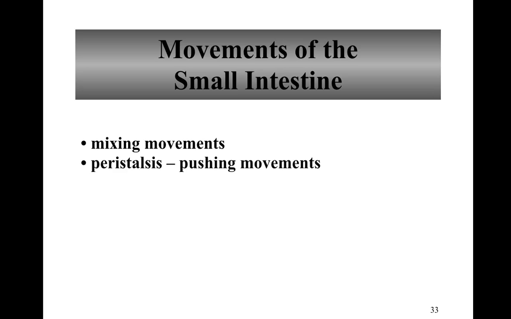Peristalsis, which we talked about earlier, is a wave-like contraction that pushes the food along the length of the small intestine. And segmentation, which are ring-like contractions, play a role in the mixing of the food with the acid, the enzymes, and the different juices that help to digest the food in the small intestine.